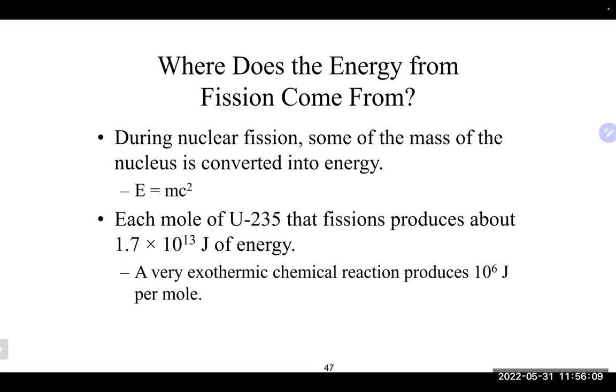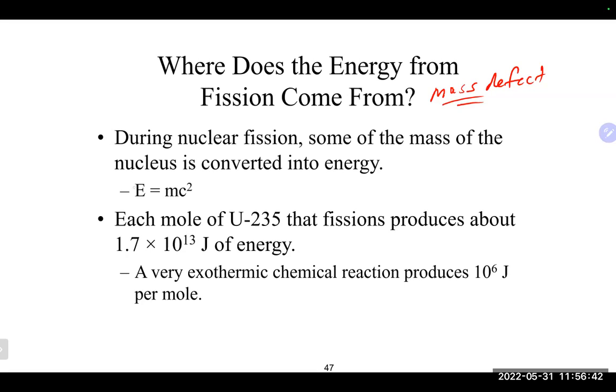During the process of fission, though, some mass of the nucleus is converted into energy. There's a slight difference between the mass of the protons and neutrons that make up the nucleus and the mass of the actual isotope itself. That slight mass difference is what is known as the mass defect. So the mass defect is the difference between the mass of the individual protons and neutrons that make up the nucleus and the mass of the entire isotope.